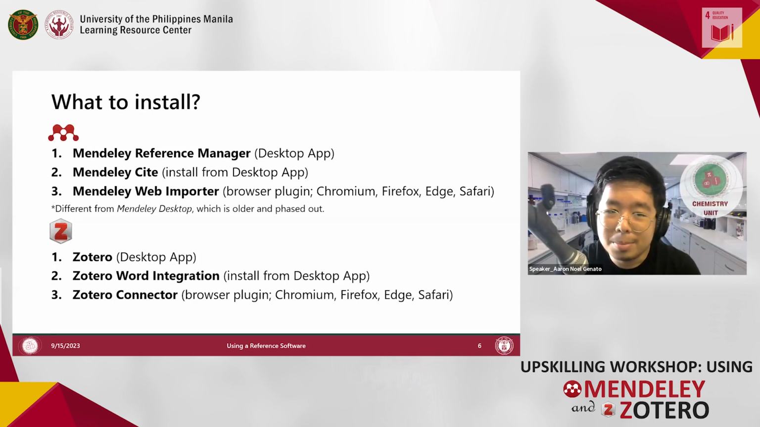Okay? So apart from that, within the desktop app, yung reference manager or yung Zotero desktop app, you can actually install yung Word integration or yung Mendeley Cite na plugin. What this will do is it will add an app or a plugin to your word processing software. So most of the time that would be Word, okay, or Microsoft Word. So mas seamless yung magiging pag-cite nyo at pag-perform ng bibliographies or reference tables.